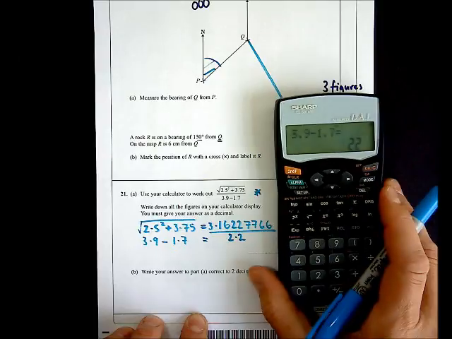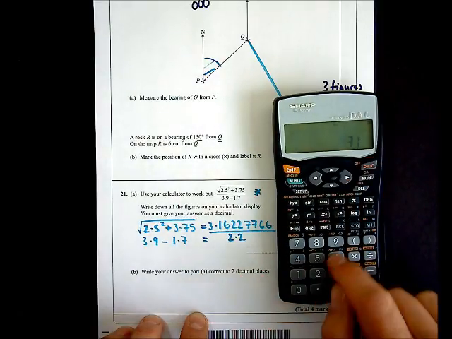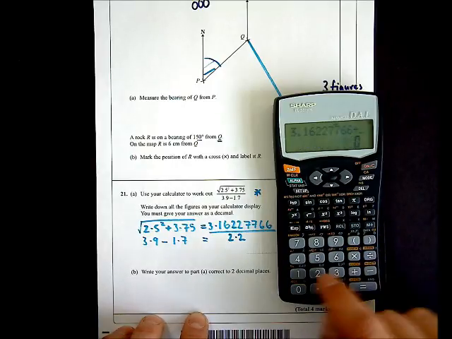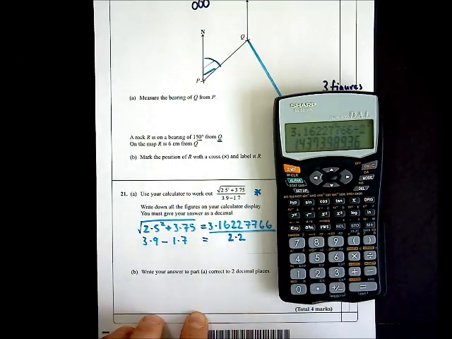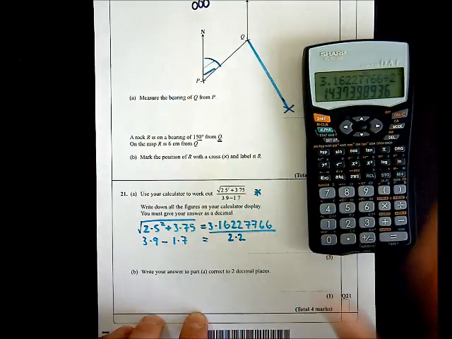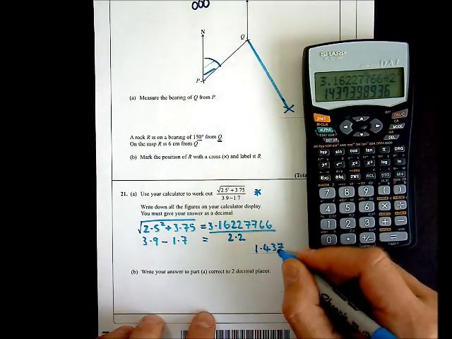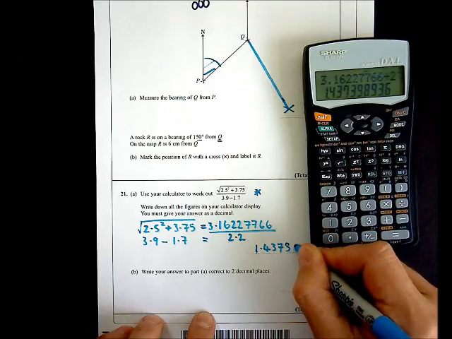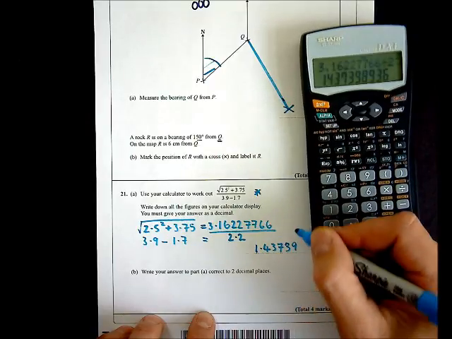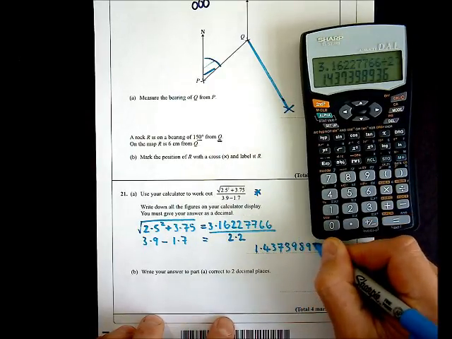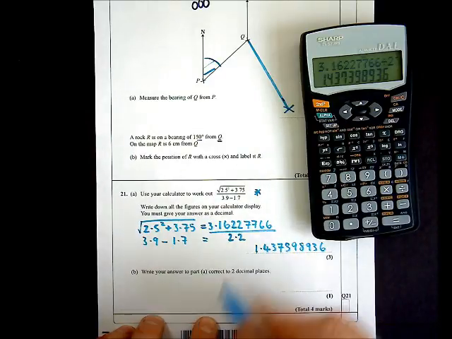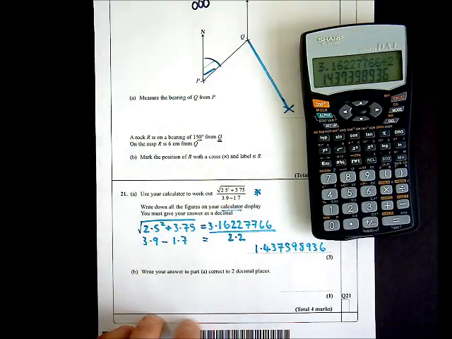So now on my calculator I'm going to do 3.16227766, which is why I wrote down the whole number, and I'm going to divide it by 2.2, and it's going to give me 1.437398936. And as I'm told to in the question, I am writing down my full calculator display.